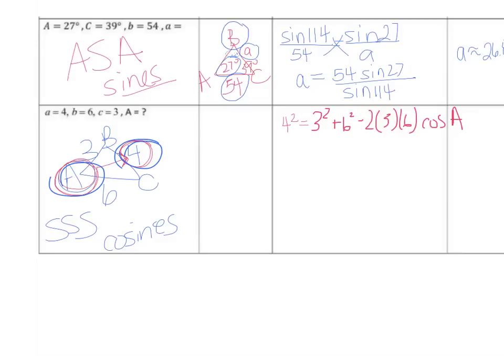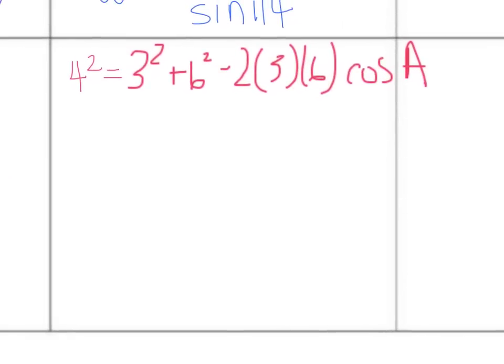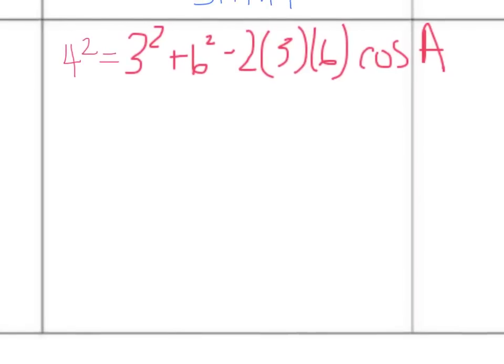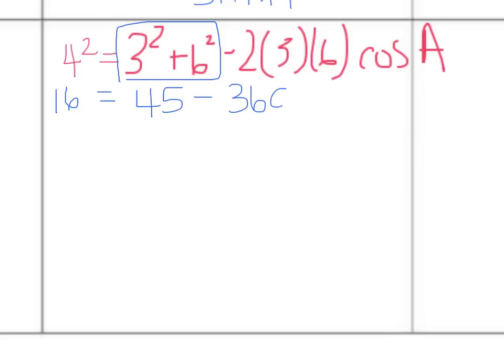All right. So to simplify this equation, you got to be really careful here because you can't just plug in everything to your calculator. So 4 squared is 16. I'm then going to simplify the 3 squared and the 6 squared. So 9 plus 36, and 9 plus 36 is 45. Minus 2 times 3 times 6 is 36, and then cosine of A. Now it's a two-step equation.